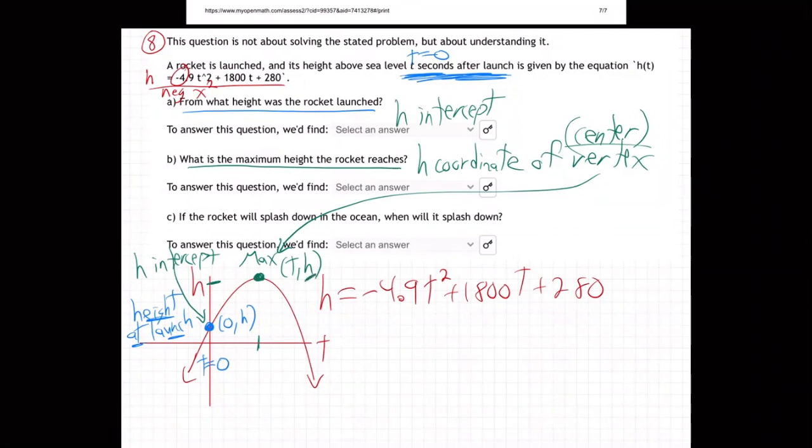And the h coordinate is the height. The t coordinate is the time when the rocket is at its maximum height. So whatever time that is, the rocket reaches its maximum height. So what is the maximum height? It's the h coordinate of the vertex. This is in your notes.